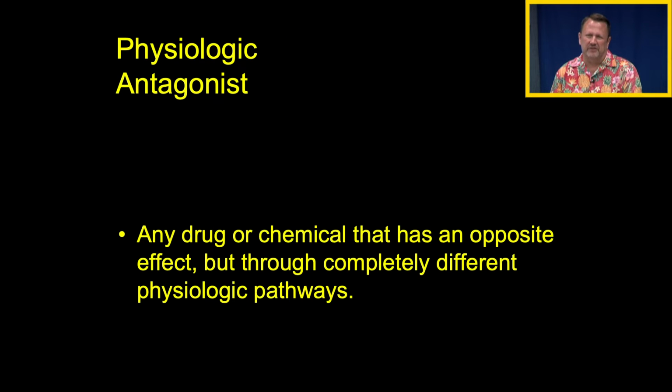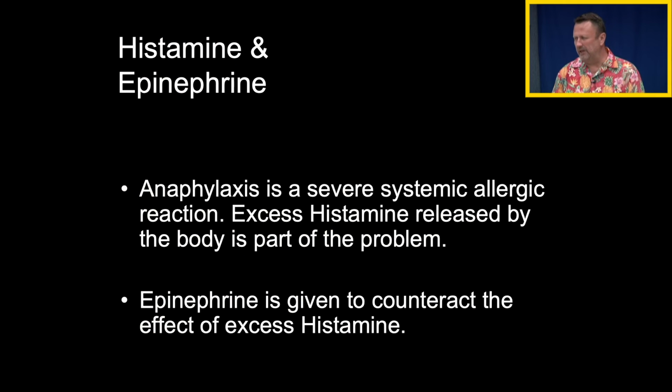Last thing we want to talk about is physiologic antagonists. Physiologic antagonists have opposite effects, but through completely different pathways, like histamine and epinephrine. They have exactly opposite effects on the body, and that's not through competing through the same pathways. There are histamine receptors, there are epinephrine receptors, and when histamine interacts with its histamine receptors, the effects on the body are exactly the opposite of when epinephrine interacts with its receptors. So they're going to have opposite effects.